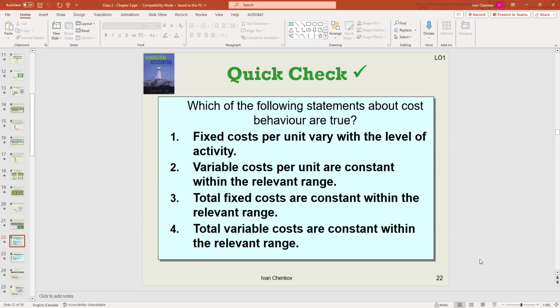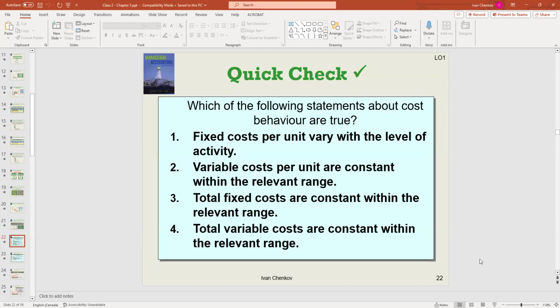Variable cost per unit is constant within the relevant range. Is that true? Cost of the potato. If I'm not buying it, $1. I'm buying 10 pounds, $1. I'm buying 20 pounds, $1. Is it true? It is true.